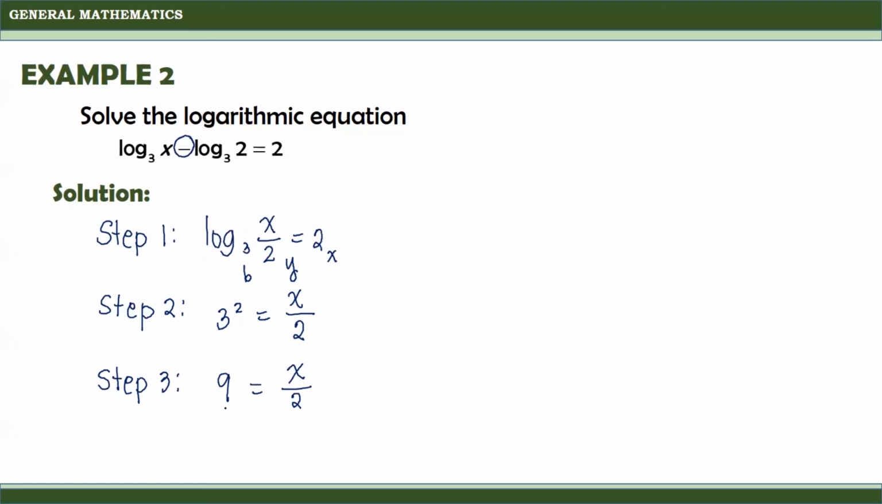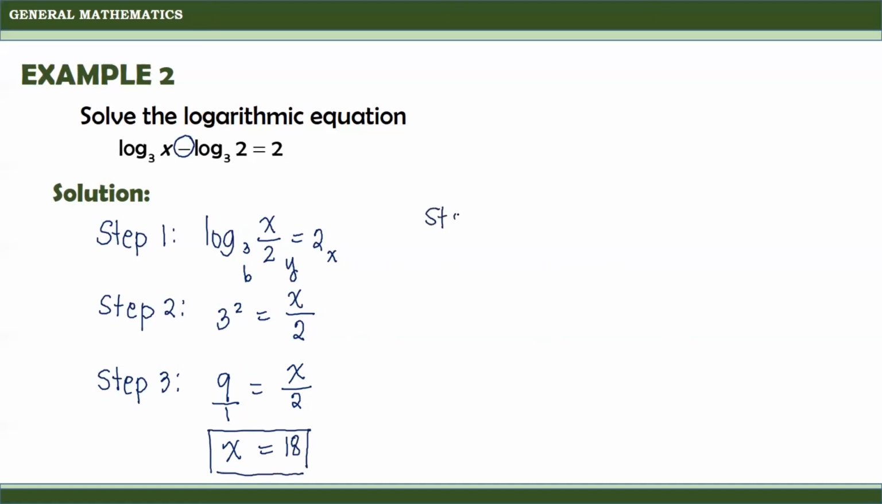Since we have 9 here, automatically the denominator is equal to 1. So when we do cross multiplication, we're going to have 1 times x, which is x, equals 9 times 2, which is 18. Therefore, the value of x is 18.